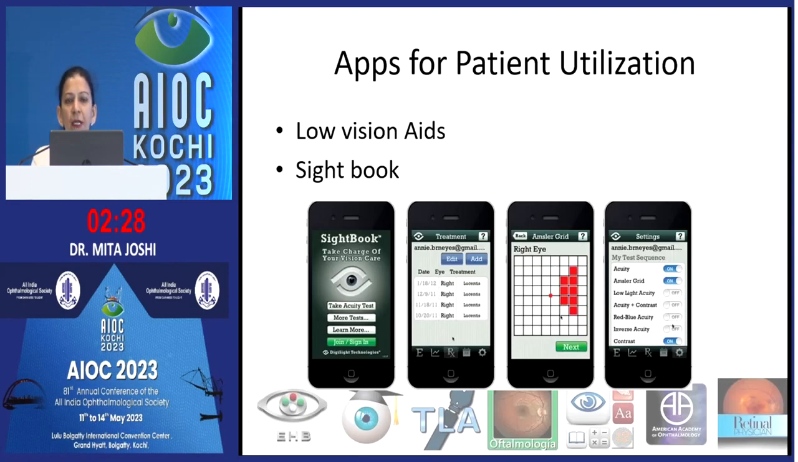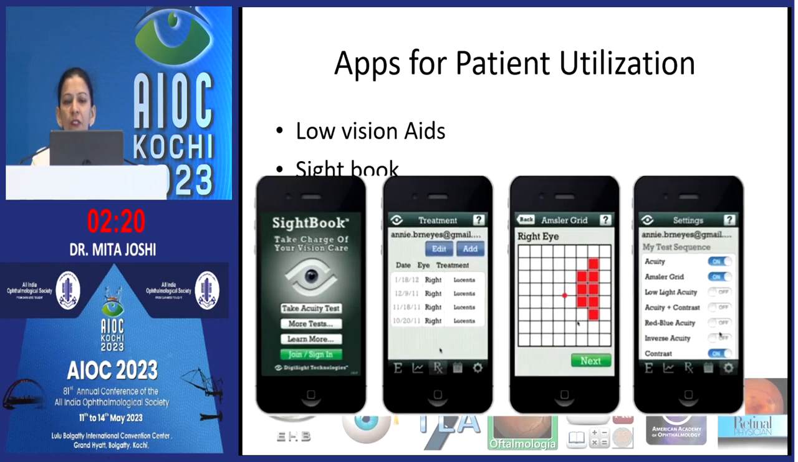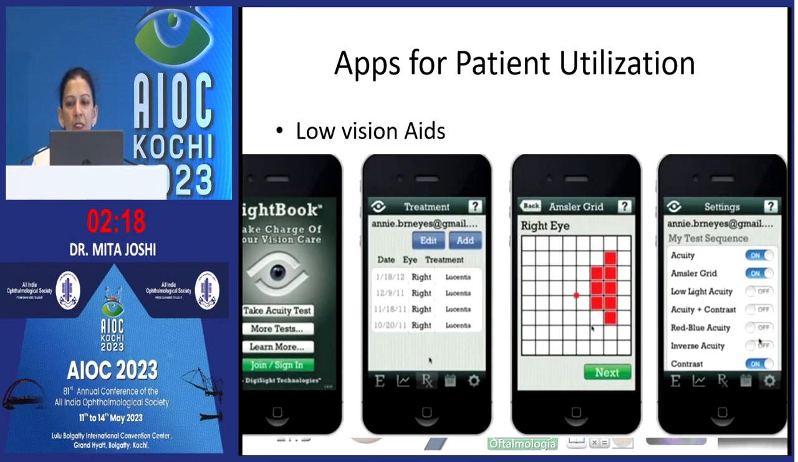For patient utilization, you can have the patient download the app into their own smartphone and then use it and monitor it. So you have the Sight Book which allows them to do an Amsler and just see progression or whatever and come back to you when they have any problem.